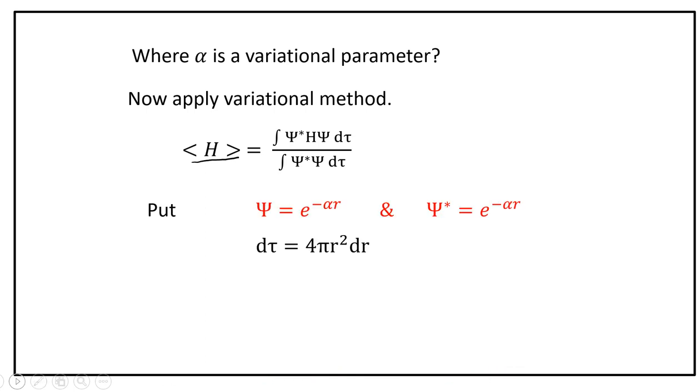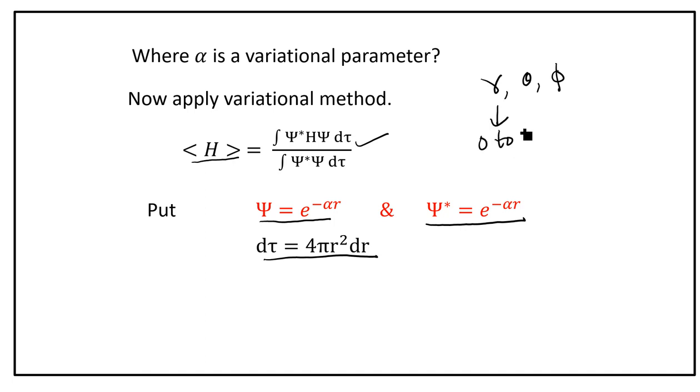Put the trial wave function psi, e to the power minus alpha r, and its conjugate psi star, e to the power minus alpha r, and the volume element d tau. In spherical polar coordinates, d tau is equal to 4 pi r square dr. Spherical polar coordinates are r, theta, phi, where r varies from 0 to infinity, theta varies from 0 to pi, and phi varies from 0 to 2 pi.